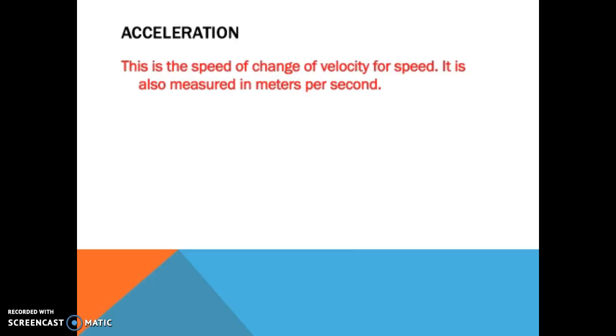Acceleration is the speed of change of velocity for speed. It is also measured in meters per second. Acceleration is calculated using the equation: change in velocity or speed divided by time. Acceleration is important to know in a rebound because it could help in knowing how much acceleration is needed to get to the spot where the rebound will take place in time.